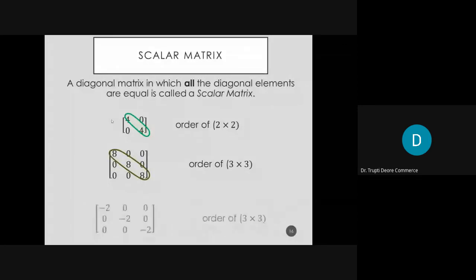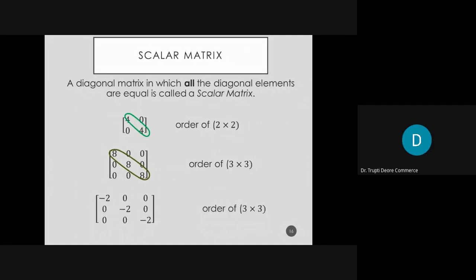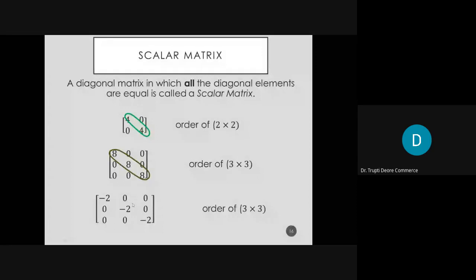Here minus 2, minus 2, minus 2, right? It's a diagonal. So you can take out these are also the scalar matrix. So scalar matrix means a diagonal matrix in which all diagonal elements are equal. It is called as a scalar matrix.